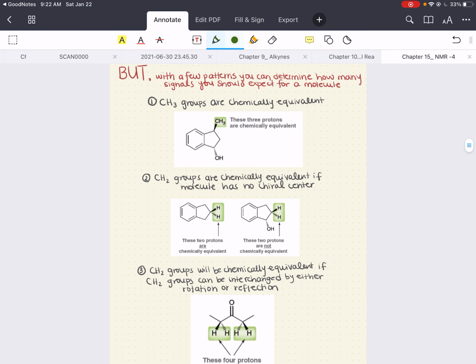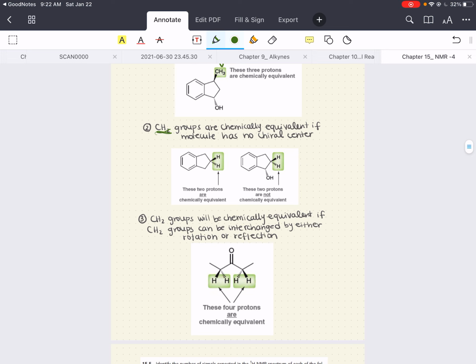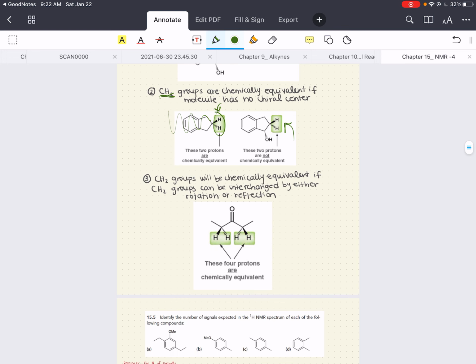Another way of thinking about this is remembering a couple of other really cool notes. Your methyl groups, your CH3s, are always going to be chemically equivalent. The hydrogens are always going to be chemically equivalent. So for methyl groups, all the hydrogens on that carbon only give off one unique signal. And if you're dealing with CH2 groups, if there are 2 hydrogens, they're chemically equivalent if there are no other chiral centers, and they're not chemically equivalent if there is.